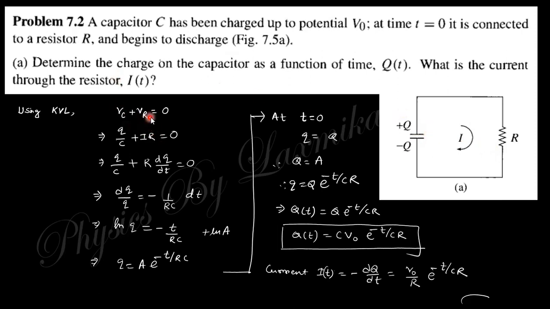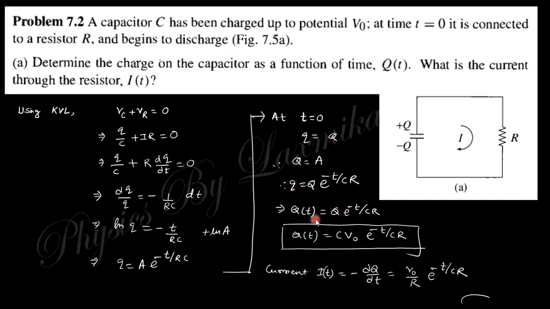So we can write down the capacitive voltage and the voltage across the resistance. The total must be 0, using KVL where there is no source. So Q by C plus voltage equals IR, and I is dq dt. Just rearranging, you will get this expression for the charge. At t equals 0, the charge equals q.